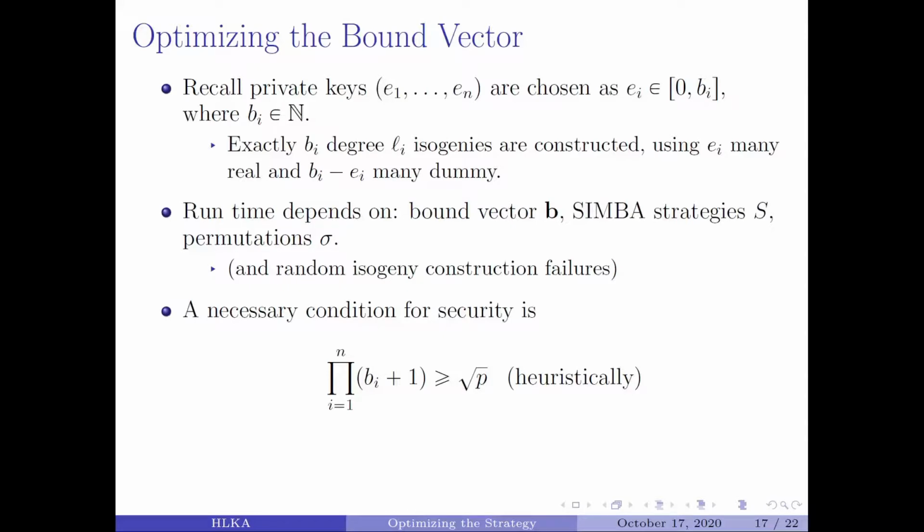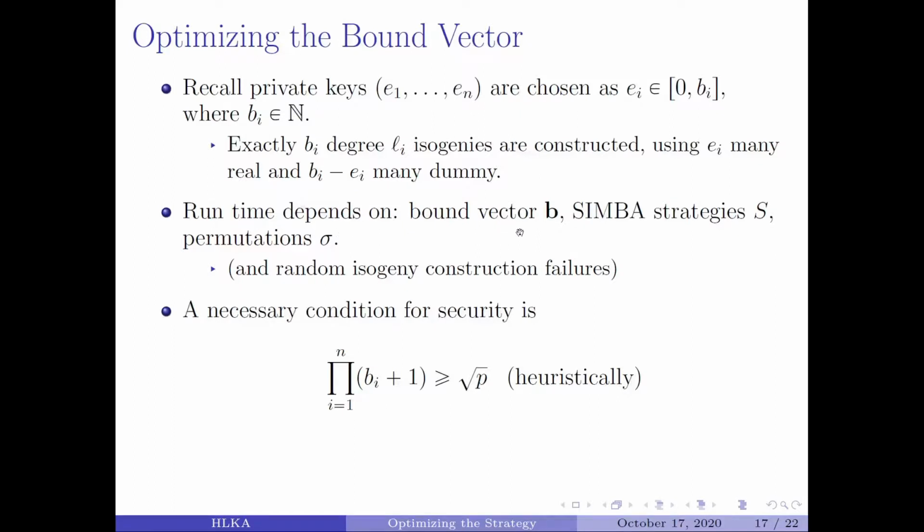The last optimization that we gave was about the bound vector. Recall that each of these private key values, ei, are chosen from some interval where these bi make up the bound vector. What we're doing is constructing ei many degree li isogenies. But if you just do that, then the runtime of the algorithm is heavily dependent upon the private key. To fix that, what we do instead is construct exactly bi many degree li isogenies, where ei many of them are real, and bi minus ei many of them are just dummy constructions.